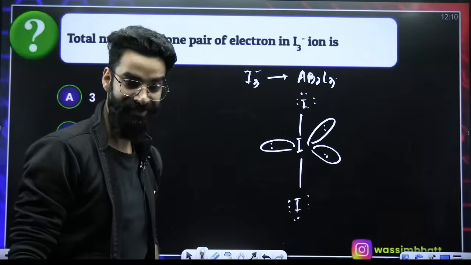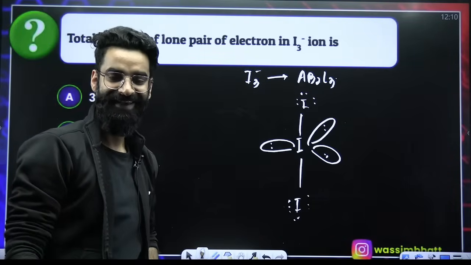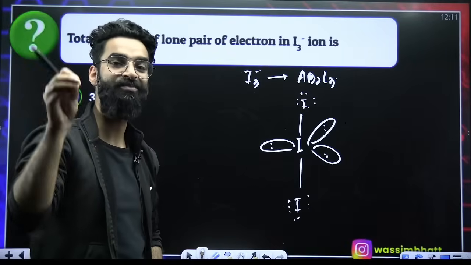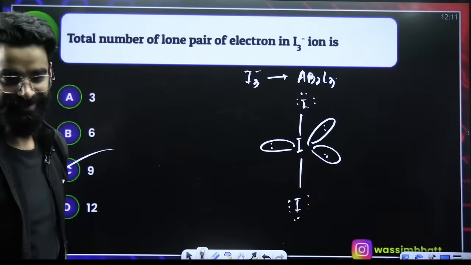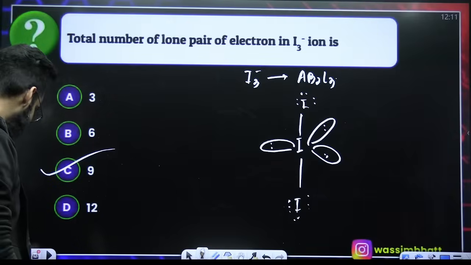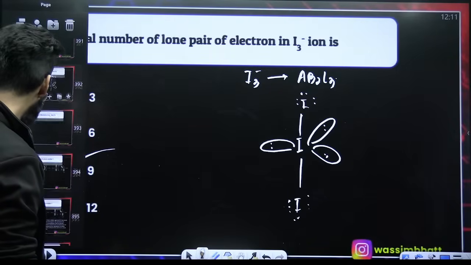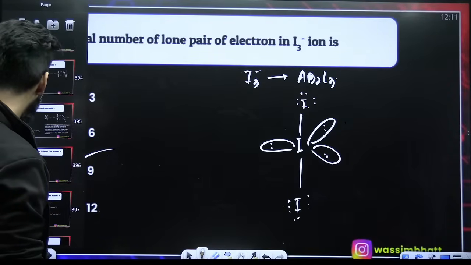If he had asked about the total lone pairs on the central atom, then the answer was 3. He's asking only about the total lone pairs. So you see how they play with you? With small kids? Not good, right? Okay.